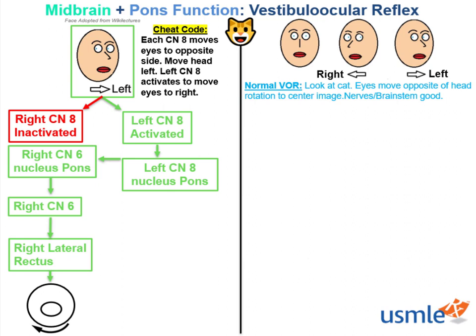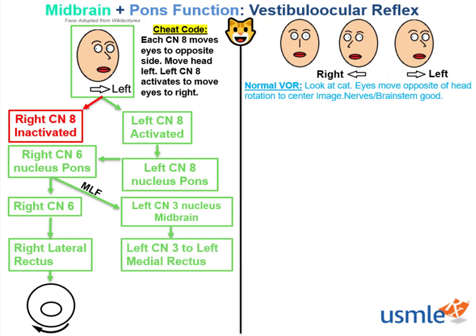The right cranial nerve 6 nucleus in the pons also sends signals via the MLF, the medial longitudinal fasciculus, to the left cranial nerve 3 nucleus in the midbrain to activate the left medial rectus eye muscle to turn the left eye medially or to the person's right. As you can see, if the person's head moves to the left, the eyes move to the right.